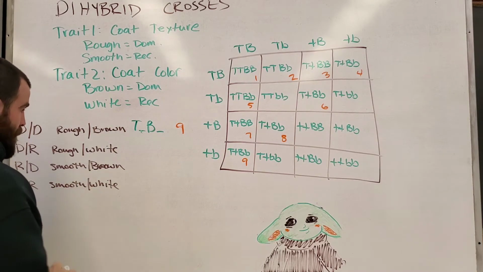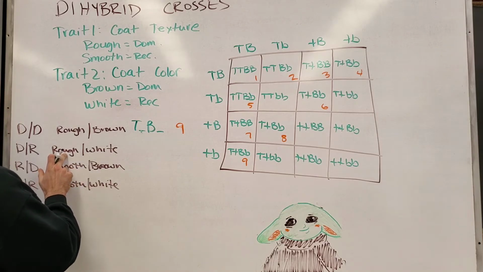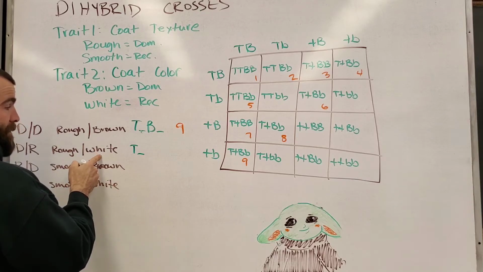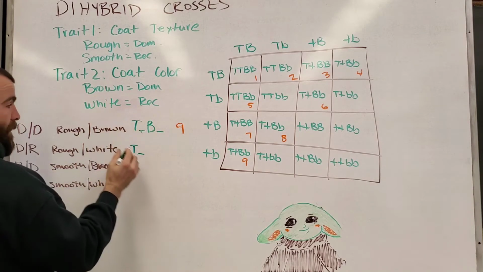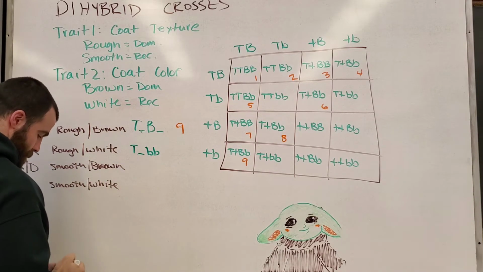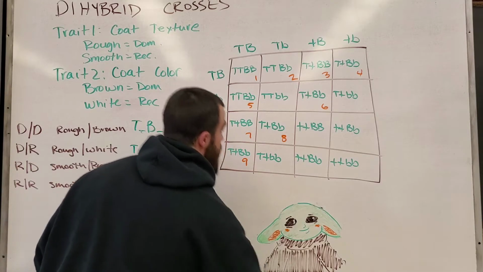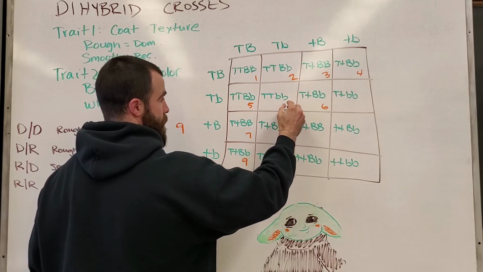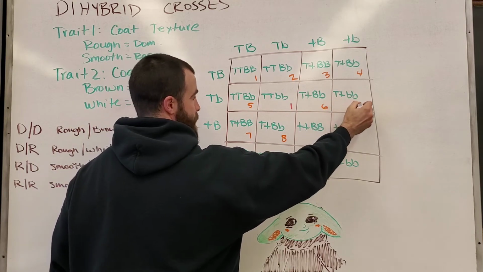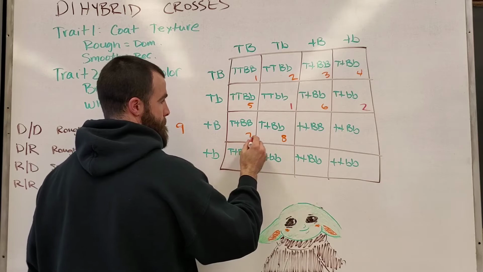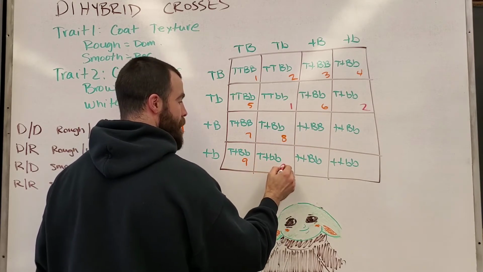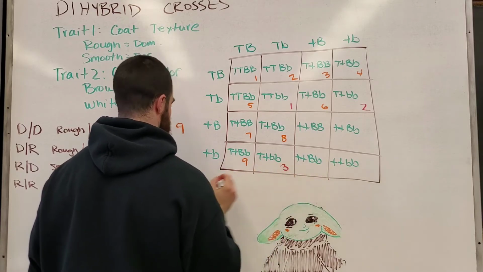The next one we're going to look for is how many of them have at least one big T, and then the recessive, white, so little b, little b. How many of them have a big T and all little b's? 1. Big T, all little b's. 2. Nope, nope, yep, nope, nope. So that's 3.